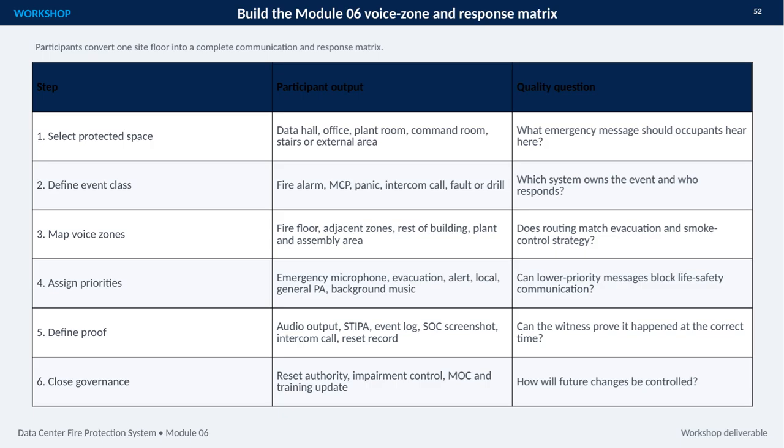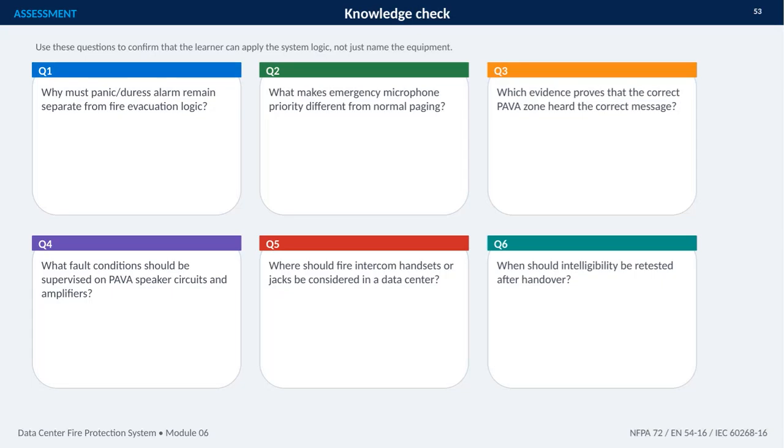Finally, participants close the governance loop by documenting reset authority, impairment control, management of change, and training updates. The result is a usable workshop deliverable, not just a set of design assumptions. This knowledge check focuses on whether we can apply the system logic, not simply name the equipment. I'll use 6 questions to test the connections between fire protection, voice communication, supervision, and evidence.